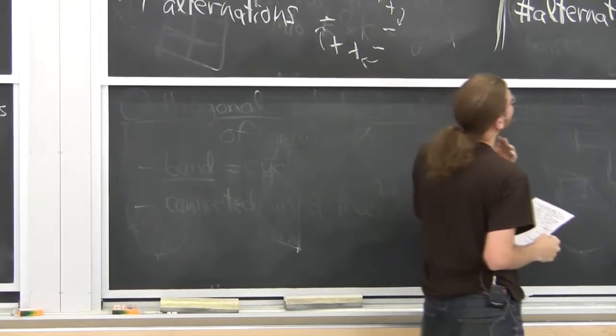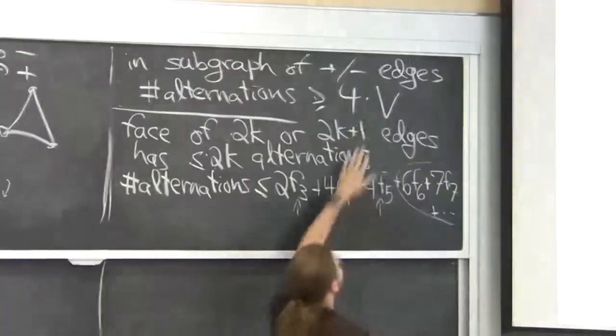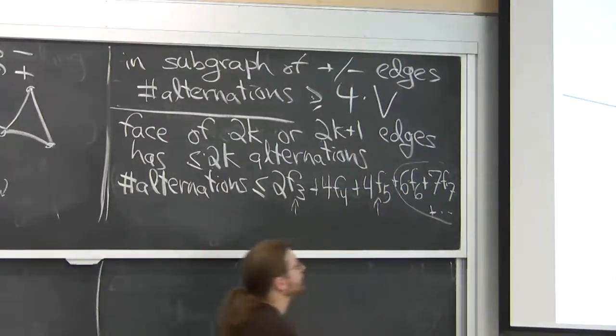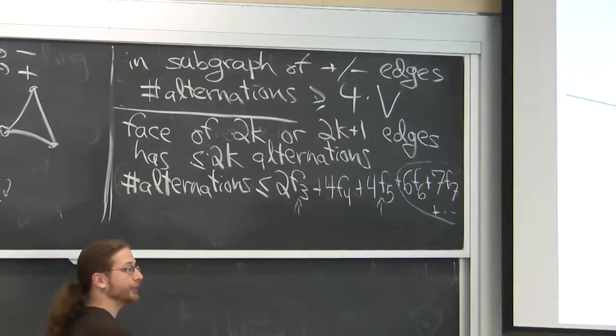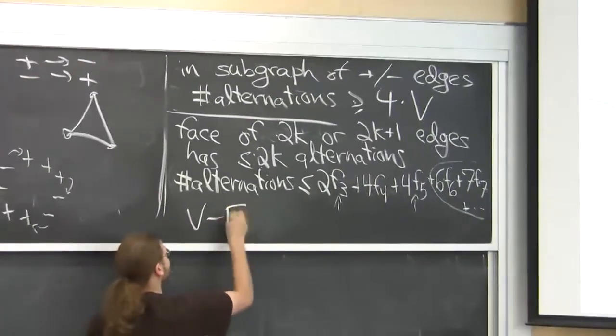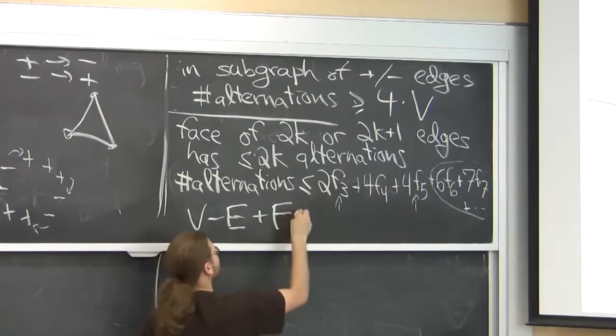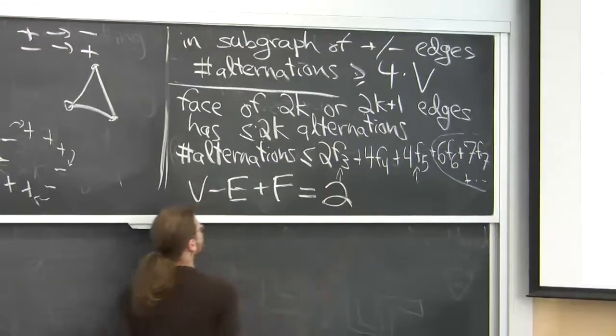Right. I want to relate. I have a vertex count here. I have a face count here. And I know Euler's formula, hopefully. You know it. It's a cool formula. V minus E plus F is 2.